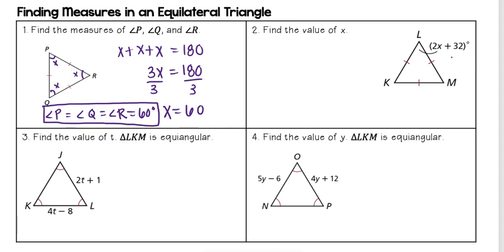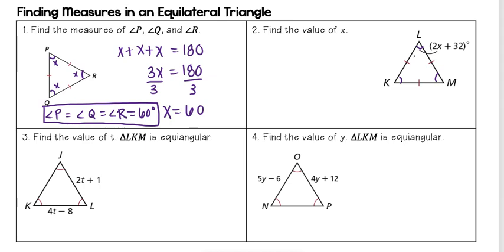So for this next one, I want to find the value of x. I see all my sides are equal, so that means that all my angles are equal. I could go about this one the same way as I did for number 1 by labeling, okay, well this is 2x plus 32, and this is 2x plus 32, since they're all equal, and then add all those up and set equal to 180. You can do that, but there is a shorter way.